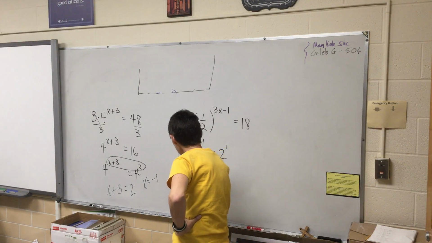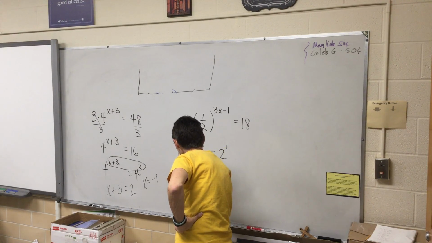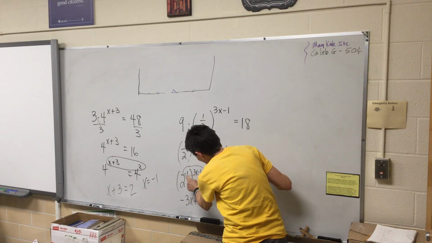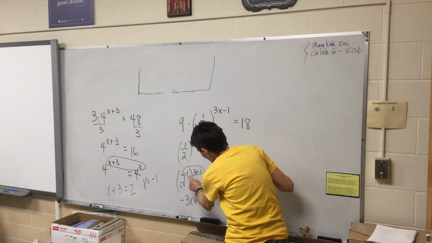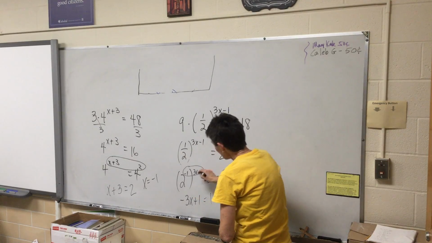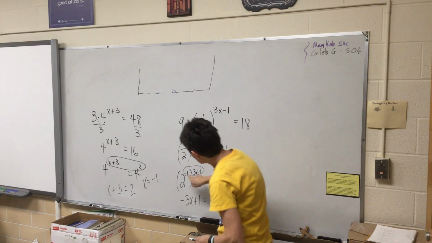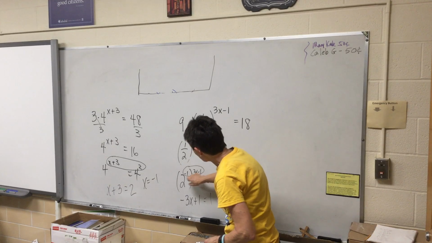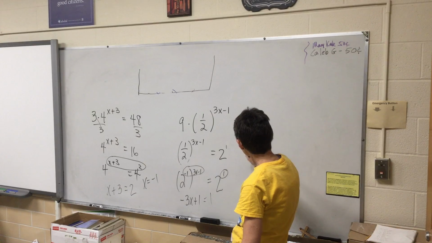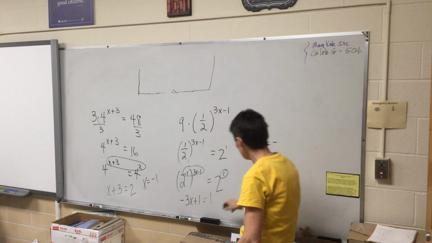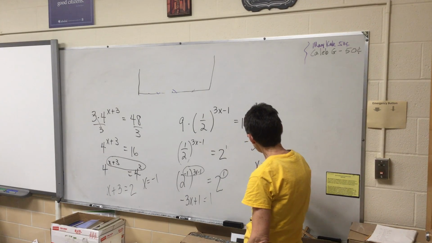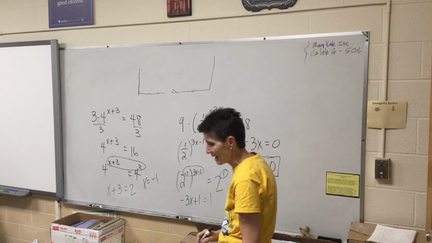So now I can say -3x plus 1. This is a multiplication here, so you have to distribute that negative. So it'll be -3x plus 1 equals 1. Your exponents are equal. There's a double exponent here, so you got to multiply them. So -3x equals 0. So x equals 0. So your answer is x equals 0.